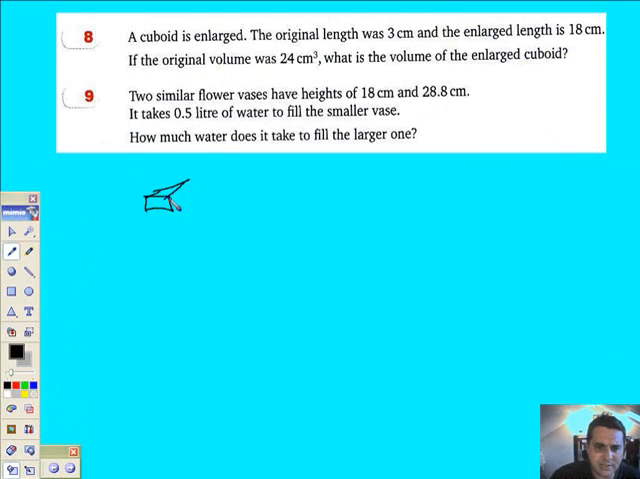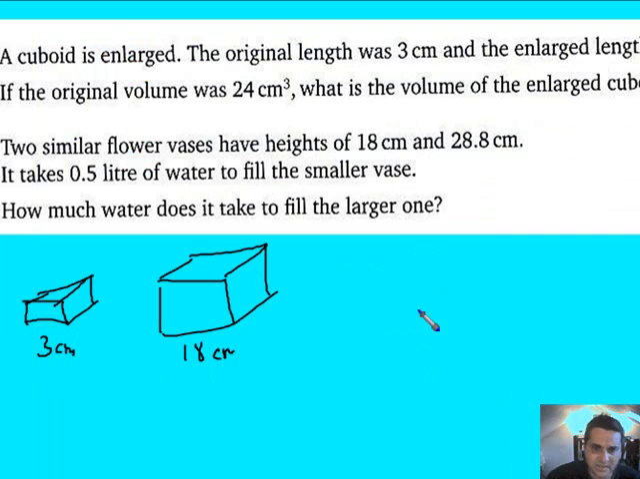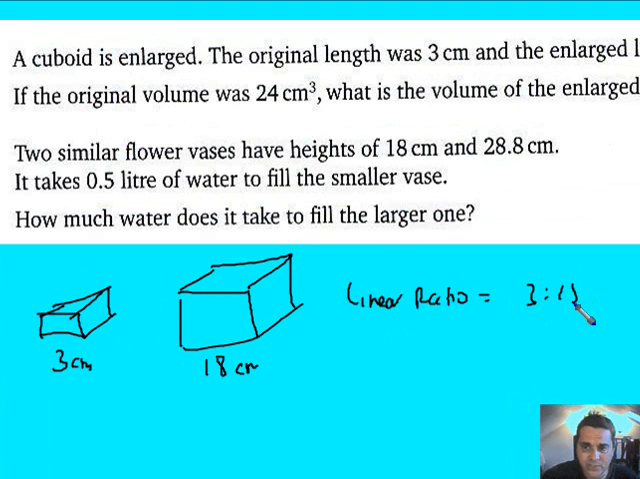A little cuboid, a titchy one, that's 3 centimetres, and the big one, and make it look a little bit bigger, I don't want to fill the place up with pictures exactly. So here we go. I've got a length of 3 compared with a length of 18. Now the linear ratio is clearly 3 to 18, which I can simplify as 1 to 6.